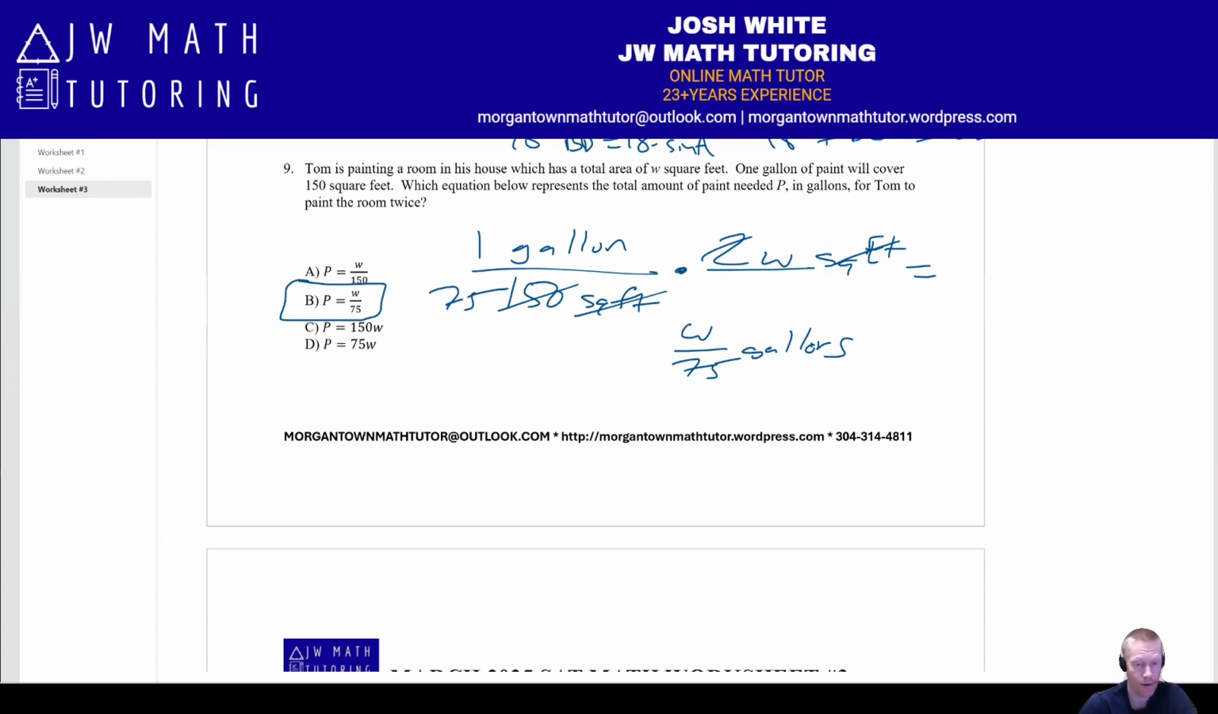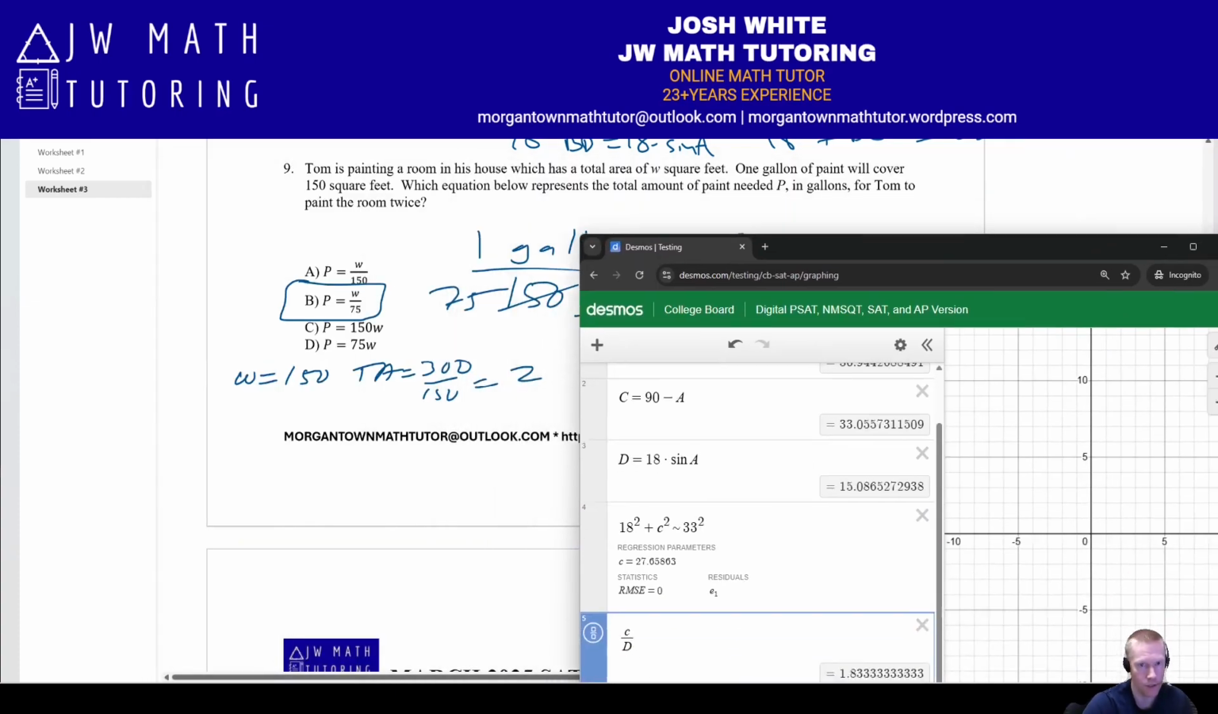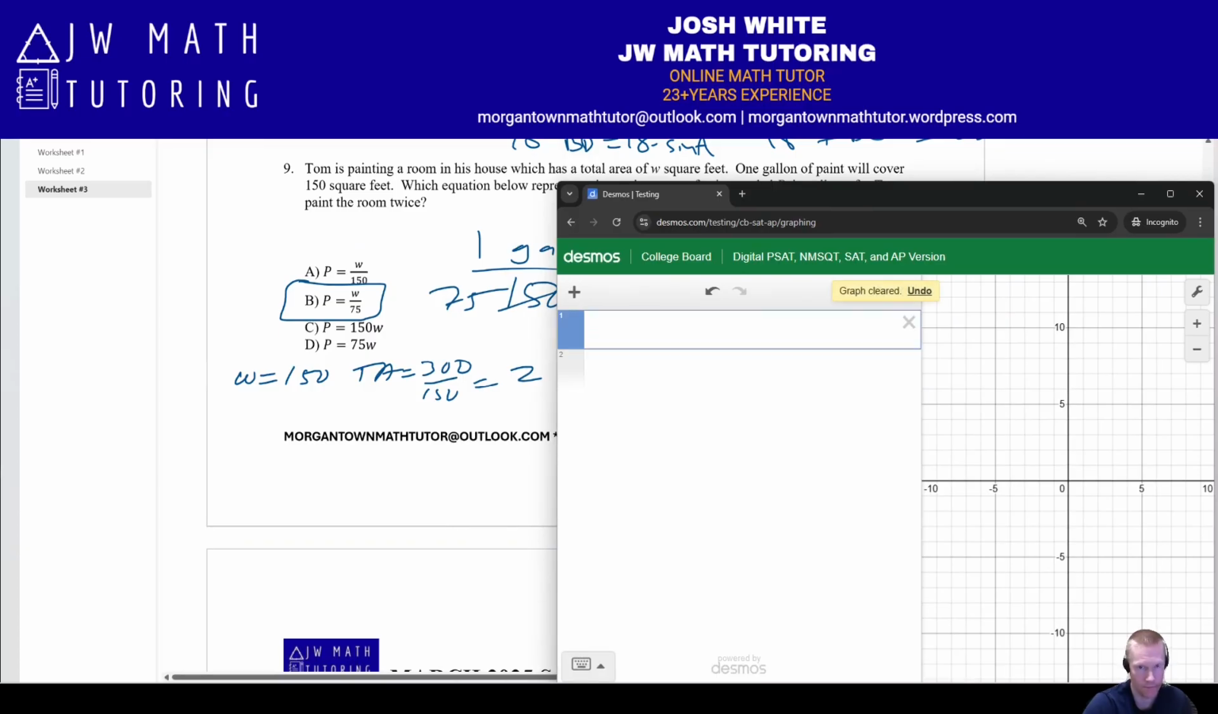All right. Now, here's an alternate method or approach you could take. This is basically picking numbers. I'm going to say that the total square feet in the room is 150. All right? So if he wants to paint it twice, then the total area is going to be 300. And if each gallon covers 150 square feet, well, he's just going to need 2 gallons. So now we just run through these answer choices, and we see when we plug in 150 for W, which of them is equal to 2, the number of gallons we're looking for.